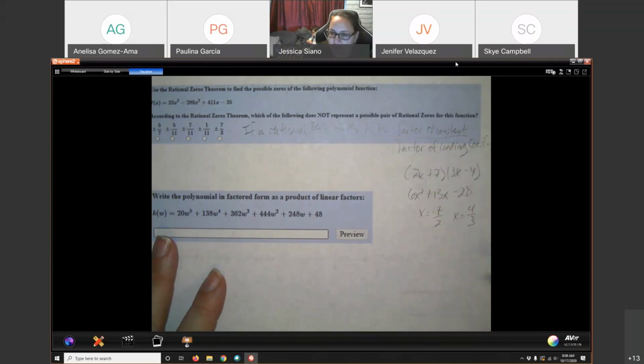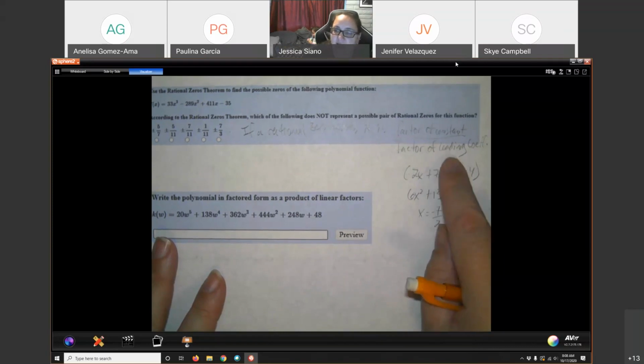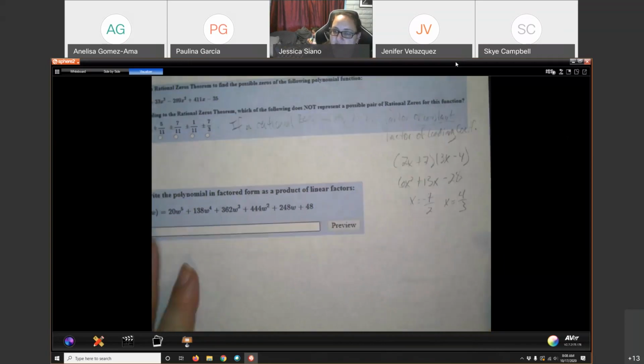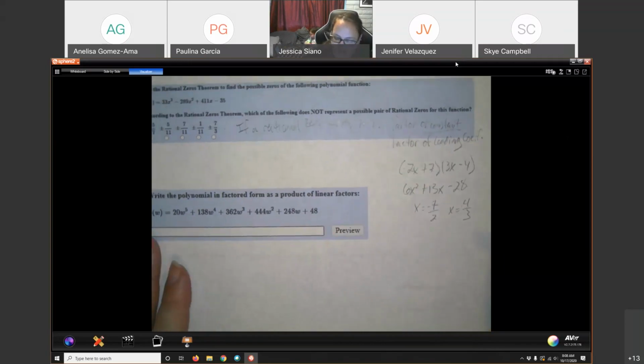So it's that relationship that gives us this rational root theorem. So if there is a rational zero, it is a factor of the constant term divided by a factor of the leading coefficient.